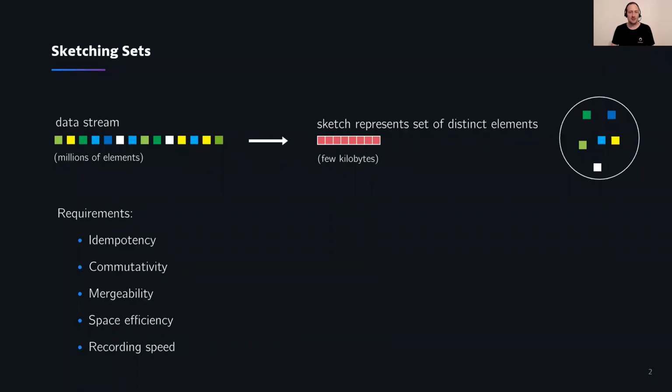Sketching of sets is widely used in big data applications. It allows us to summarize the elements of a data stream or a data set using just a few kilobytes and still allows us to extract certain kinds of properties of the original set.